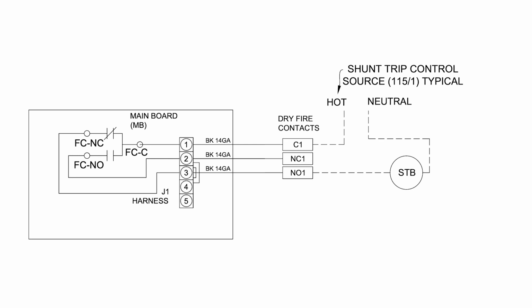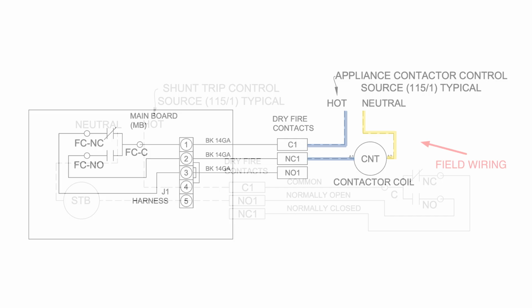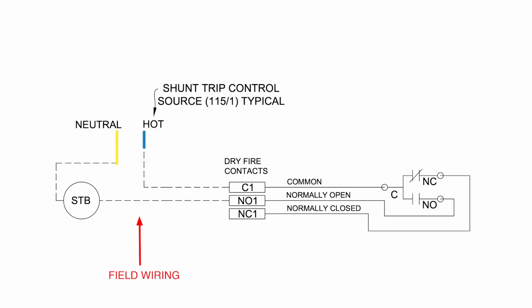The dry fire contacts are connected to a relay on the main board. The contacts are factory wired to the relay common, normally open, and normally closed set of contacts. We energize the relay so that the actual dry fire contact terminals reflect that with power and not in fire, terminal C1 is common, terminal NO1 is normally open, and terminal NC1 is normally closed.